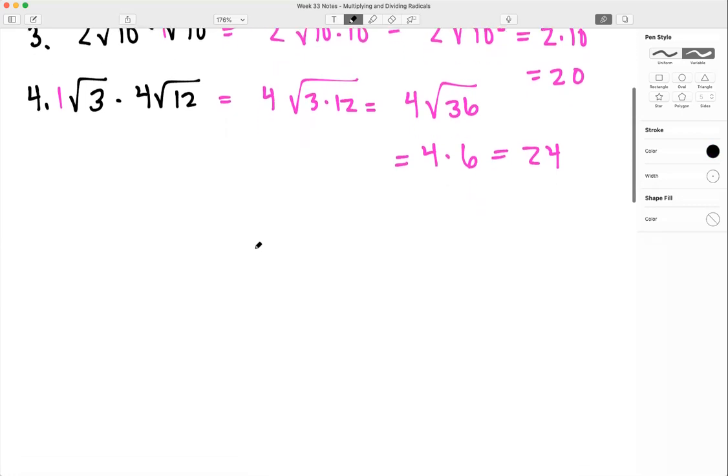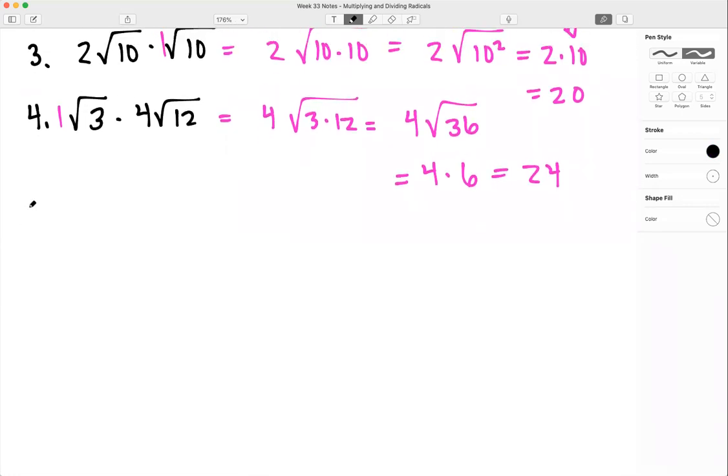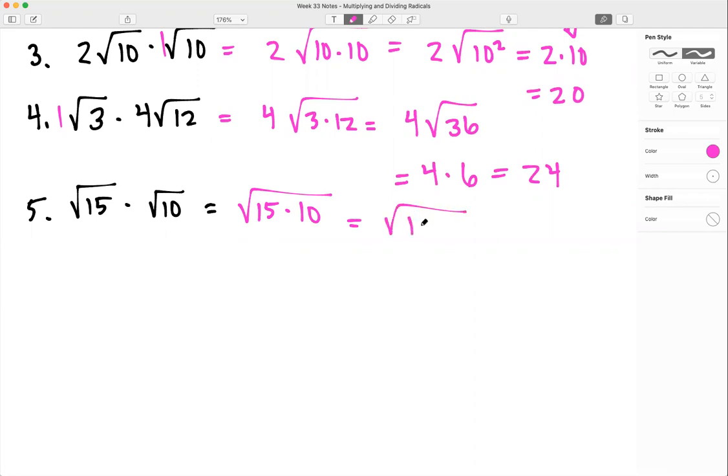Okay, number 5. The square root of 15 times the square root of 10. Okay, why don't you try? So this one is solved the same way that the other ones were. So what's 15 times 10? Well, 15 times 1 is 15, you add a 0, so 150. Square root of 150.